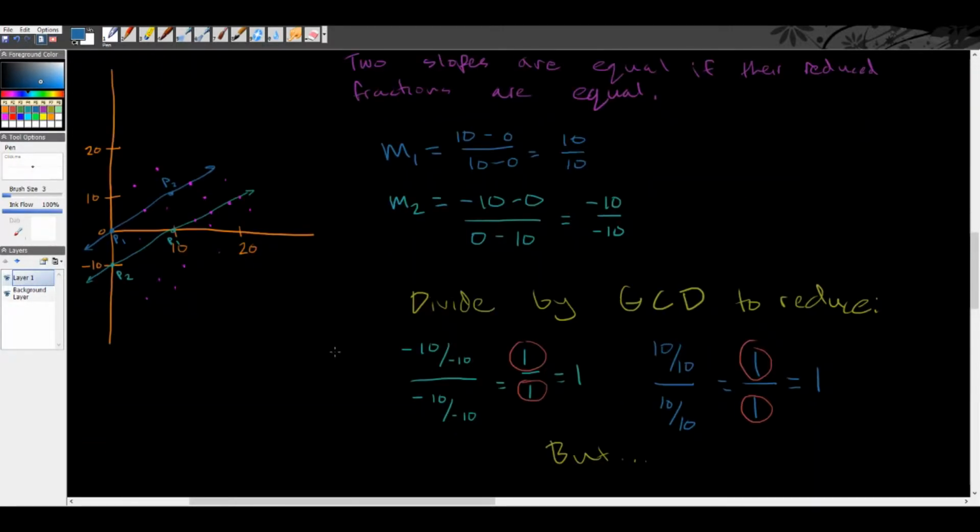So we can try storing m in an exact form. And an exact form is, let's just imagine we can just store the numerator and the denominator. We don't need to reduce this fraction to a floating point number. And the way we can tell if two slopes are equal is by reducing their fractions and checking that their reduced fractions are equal. So how do we reduce a fraction? Well, we can divide both the numerator and the denominator by the GCD, as seen here.